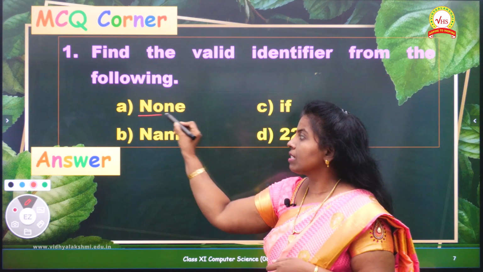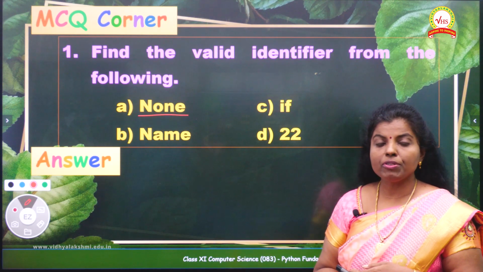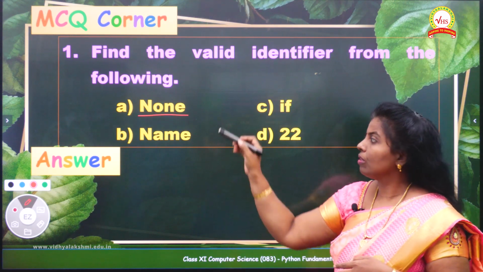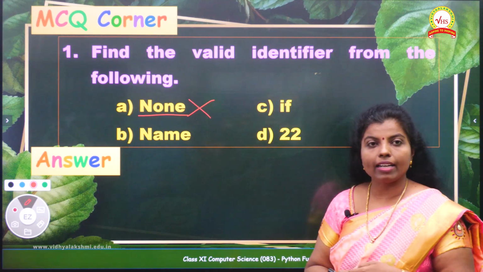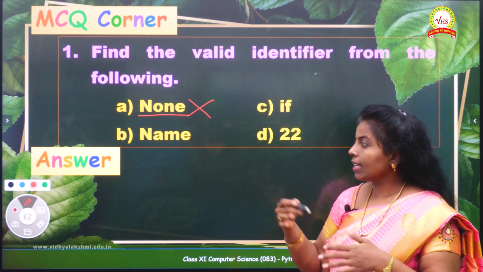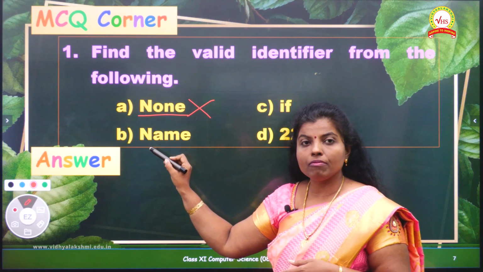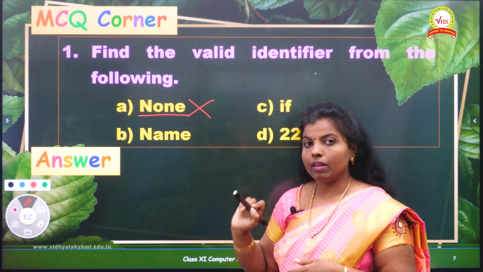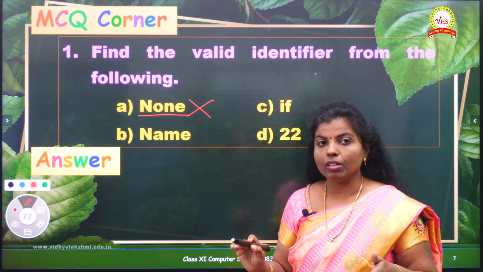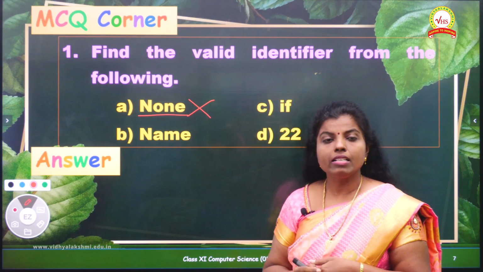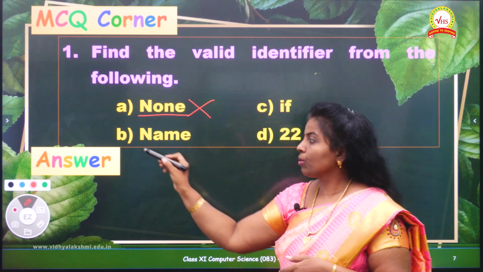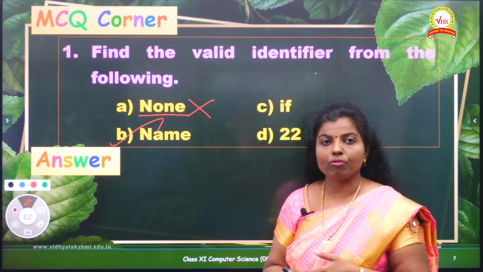The first option is given as None. If you see, None is a keyword, so this cannot be a valid identifier of Python. The second option is given as name. If you see this, it doesn't begin with a number, it is not a keyword, and it does not have any special symbol in it. So, this is a valid identifier of Python.